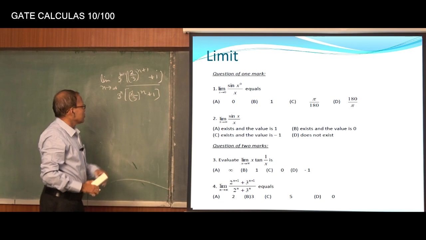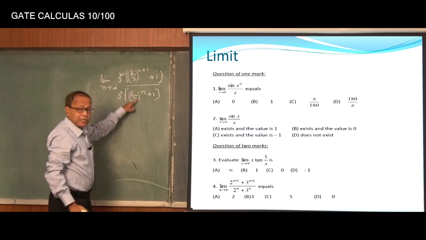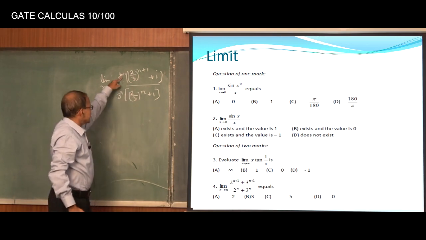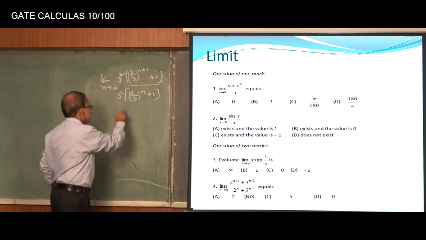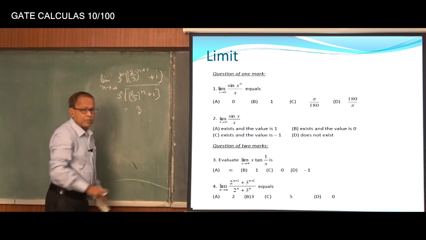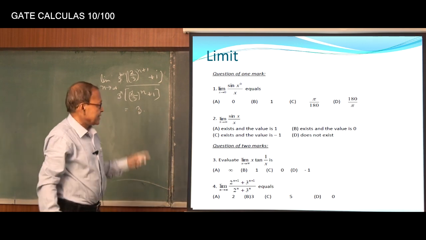Without any calculation, you know this part is 0, this part is also 0. So, the result will be 3 to the power n plus 1 by 3 to the power n, which will be 3 only. Without detailed calculation, we can say like this.